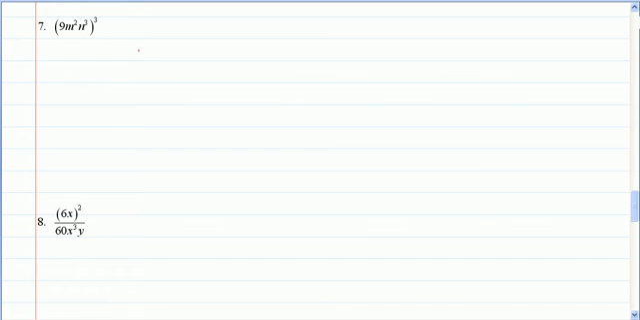Problem 7 is similar. We have a monomial of 9m squared, n to the third, cubed, and I'm just going to put a 1 as 9's exponent to remind me that I don't multiply the 3 times 9, but rather the 3 times its exponent. And I take this 3 and multiply it by all of the exponents inside the parentheses. And I can do this because 9, m squared and n to the third are all being multiplied together.